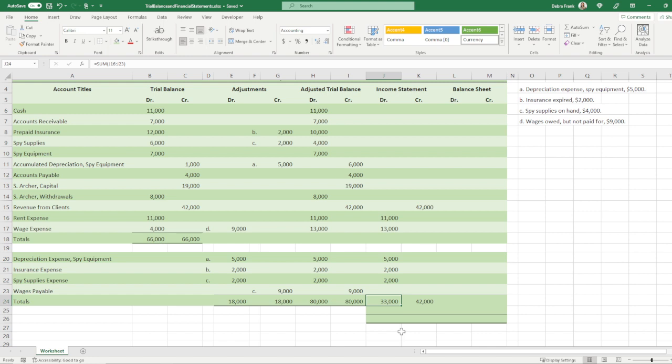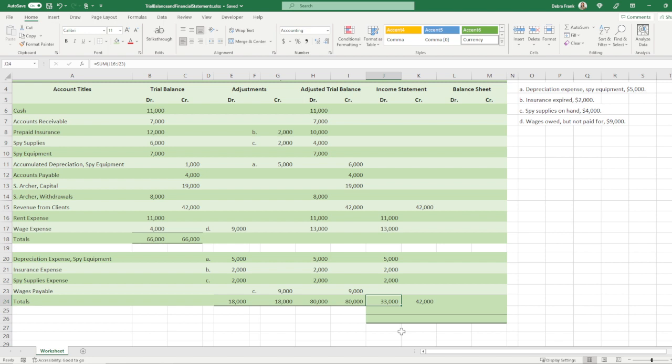Let's talk about that. We have revenue greater than expenses. So what do we have? Well, we have net income. When revenue is greater than expenses, we have net income. When expenses are greater than revenue, we'll have a net loss, and some people call it profit and loss. But we have a difference of 9, right?